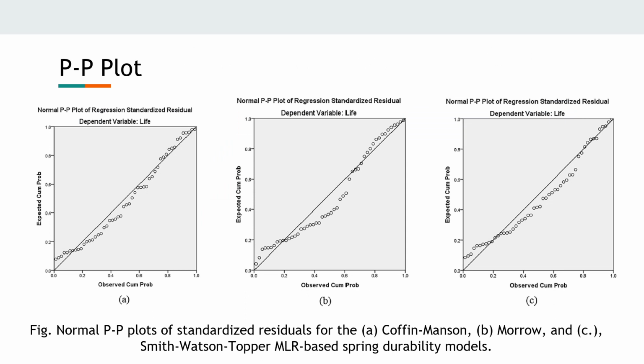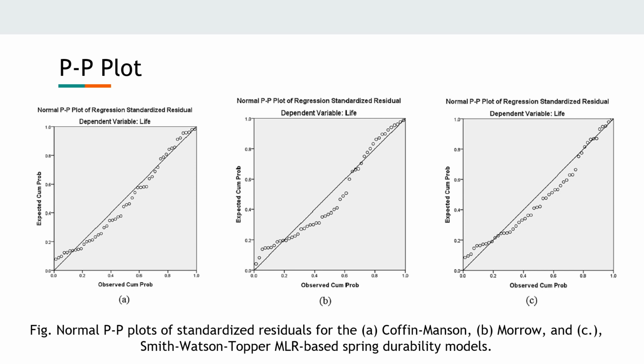The normal predicted probability plots of the standardized residuals were plotted for the three MLR-based spring durability models. It can be seen that the data points lie within proximity of the normality line, that is the diagonal line in the normal PP plots, implying that the distribution of the dependent variable is normal for each independent variable. This justifies the normality assumption for the MLR-based spring durability models.